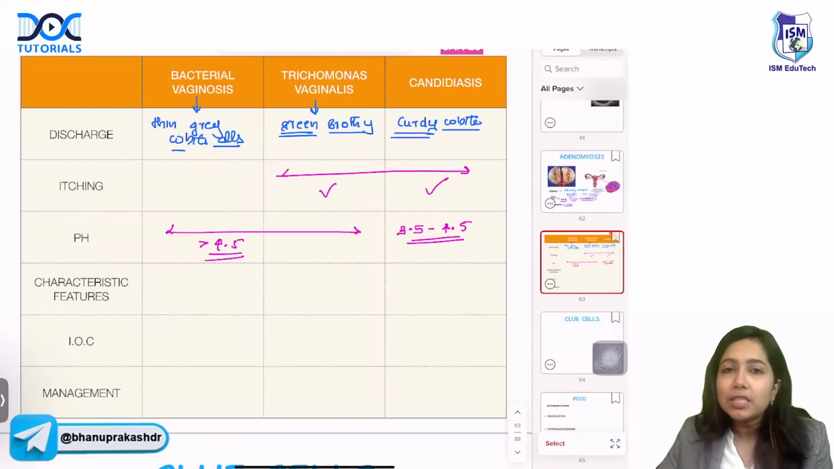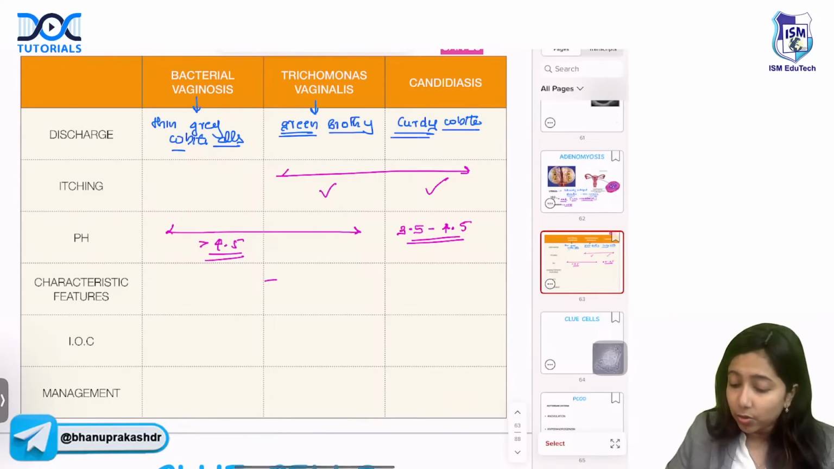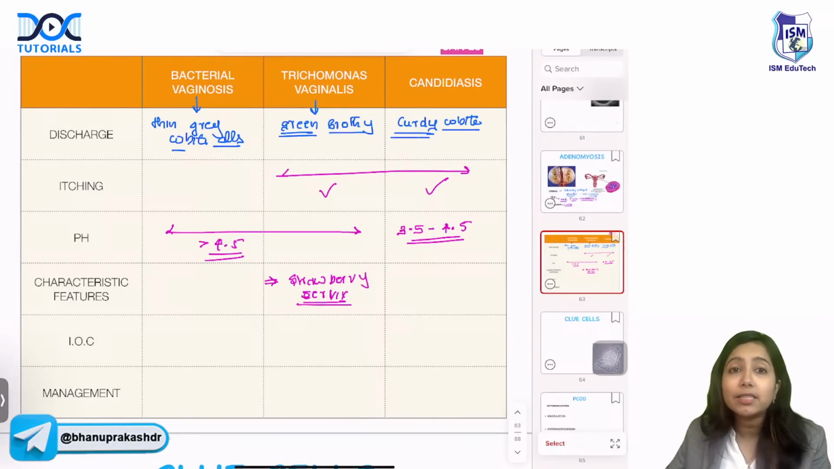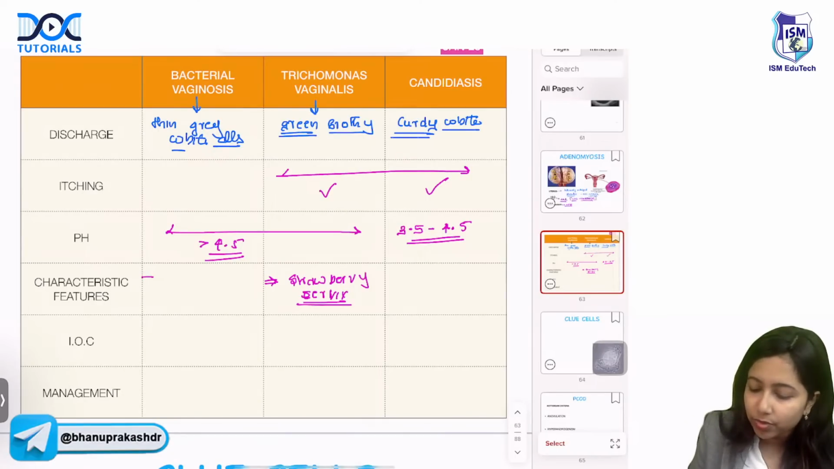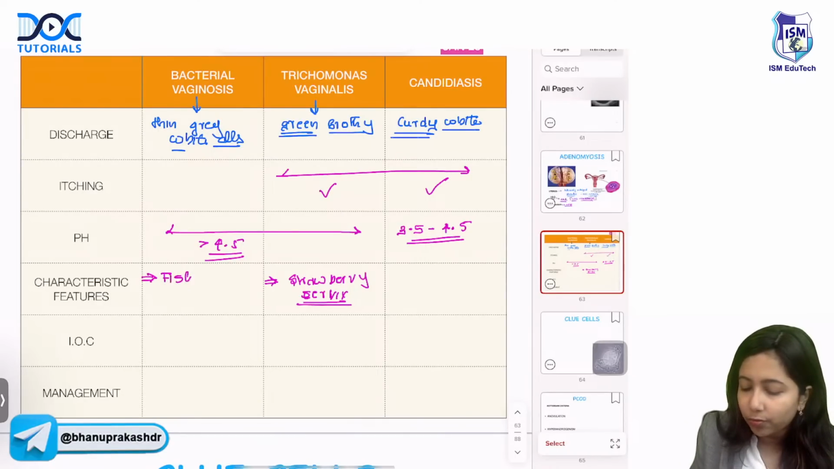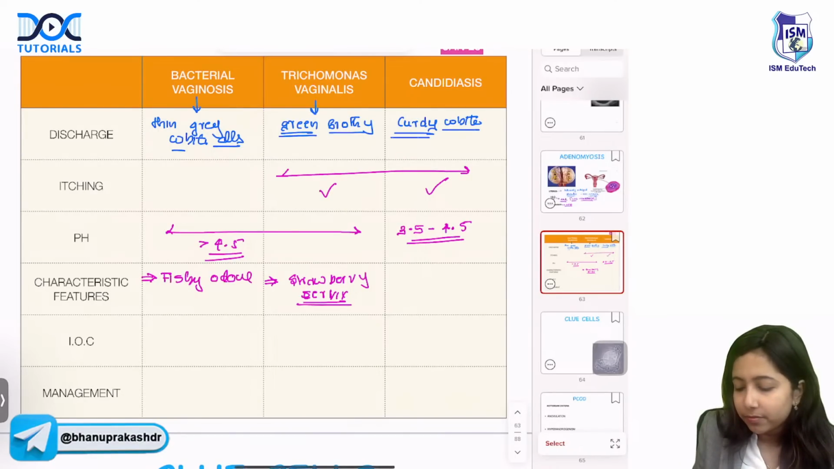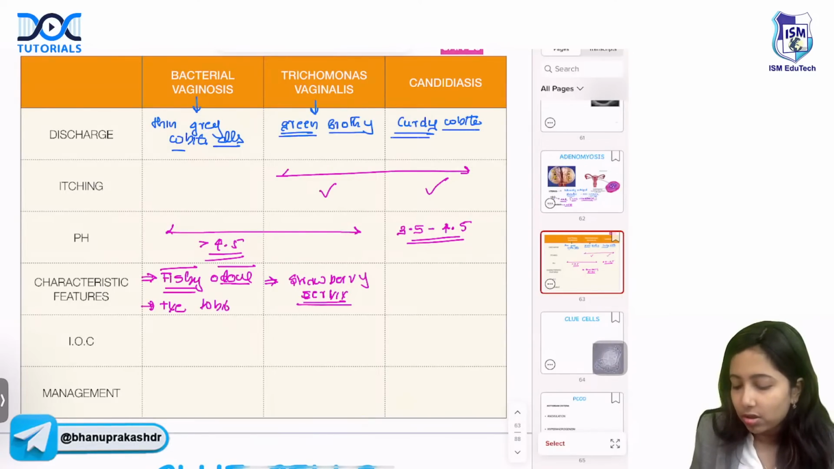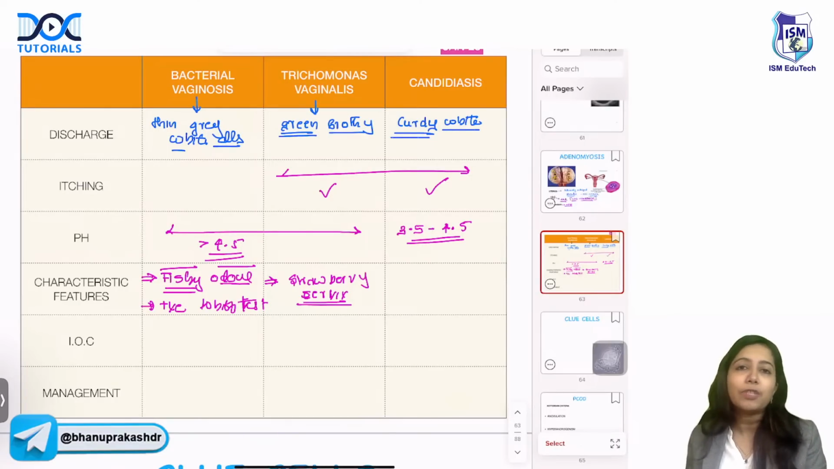The characteristic feature in trichomonas vaginalis, you see a strawberry cervix and vagina. Strawberry cervix is seen in trichomonas vaginalis. In case of bacterial vaginosis, some characteristic features include fishy odor and a positive whiff test. These are some of the associated features.